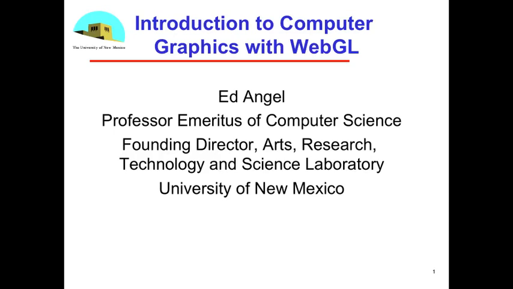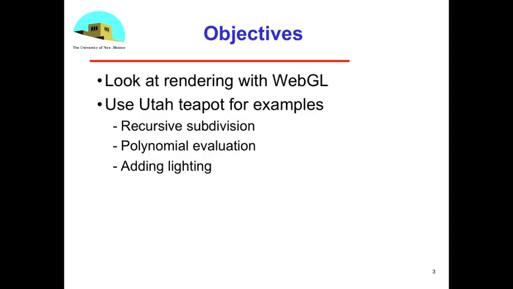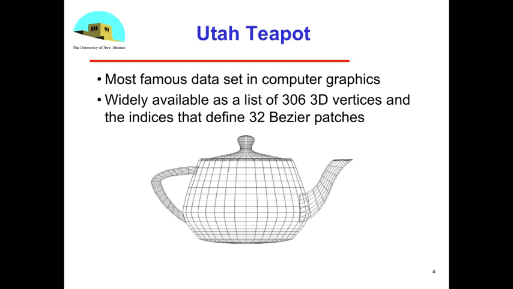Okay, let's finish up this set of lectures on curves and surfaces by looking at some examples of rendering the famous Utah teapot. I'll show you a couple of ways we've done it, both with recursive subdivision and direct evaluation of the polynomials for the Bezier curves and surfaces. And at the end, I'll show you two variants that use what we've already talked about, adding lighting and shading to our teapots.